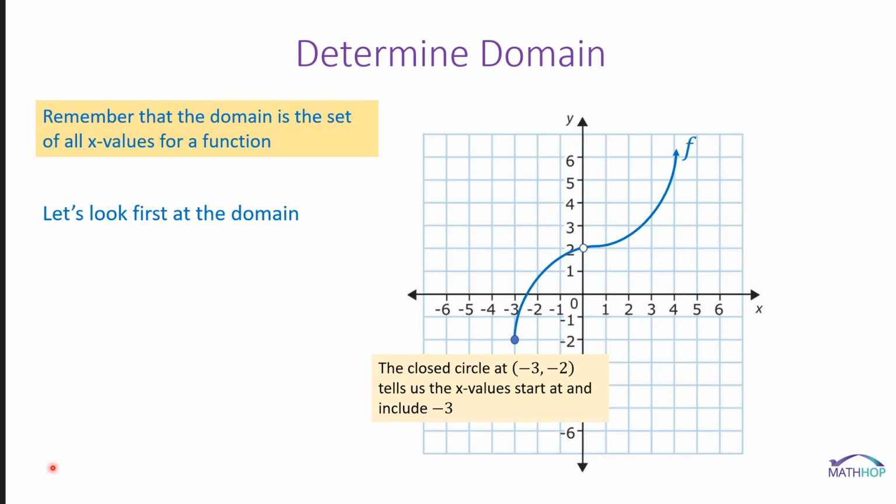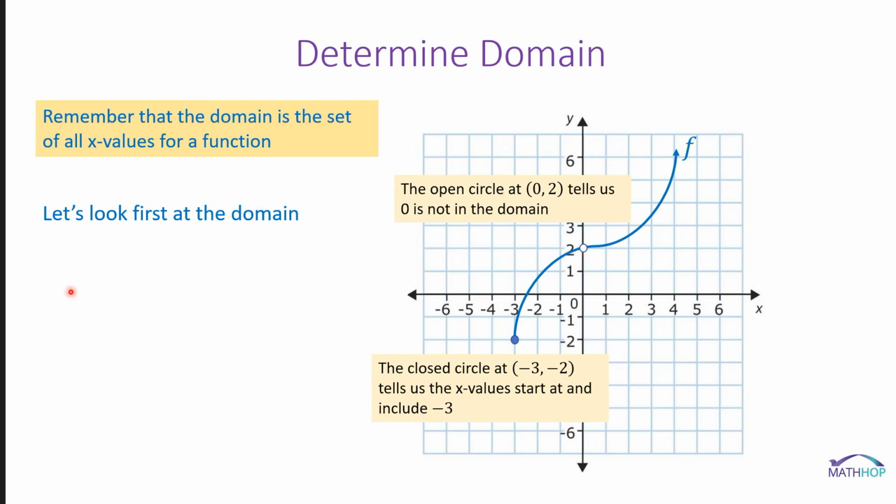All right, but then I've got a funky open circle here. The open circle at 0, 2 tells us 0 is not in this domain, because if I put 0 into the function, I do not return a value. If I returned a value, there'd be a solid line here. Because there's an open circle, that tells us you can put in 0, but you aren't getting anything out. So 0 is not in our domain.